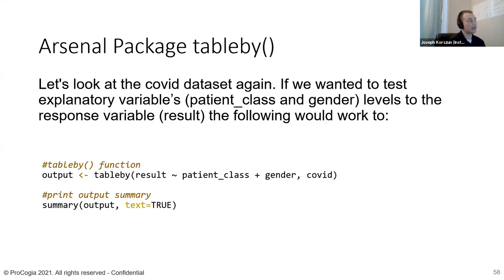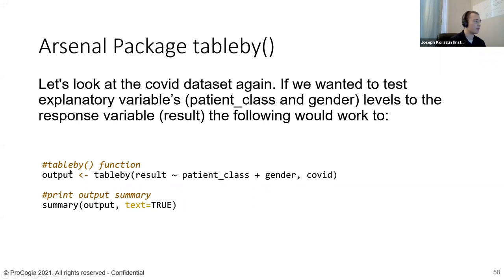Okay, so coming back to the arsenal package, again, it's very useful and has a lot of functionality. Let's take a look at the COVID data set again and see if we wanted to test explanatory variable levels against the response variable result. This will tell you, relative to the distribution of the variable you're looking at, is there any significance from given levels or given variables itself? So it's a little bit more detailed, but it'll essentially fit a model.